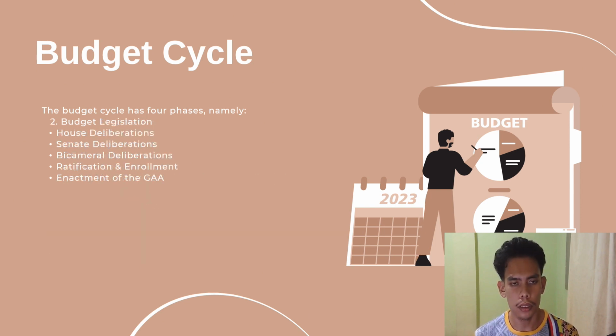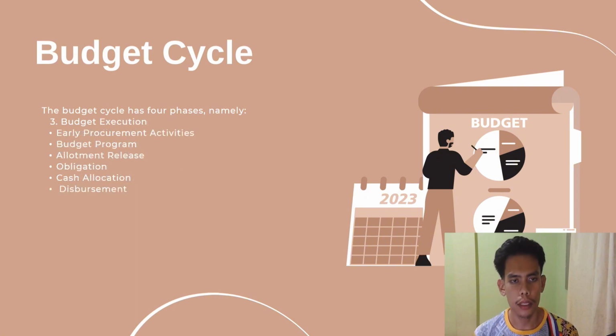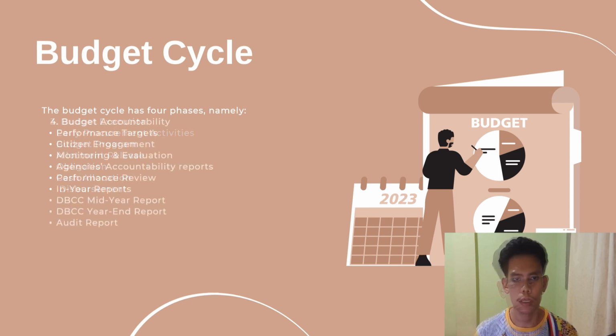Next is the budget legislation, and under it is also as follows: House deliberations, Senate deliberations, bicameral deliberations, ratification and enrollment, and enactment of the GAA. Next is the budget execution, and under it is also as follows: early procurement activities, budget program, allotment release, obligation, cash allocation, and disbursement.